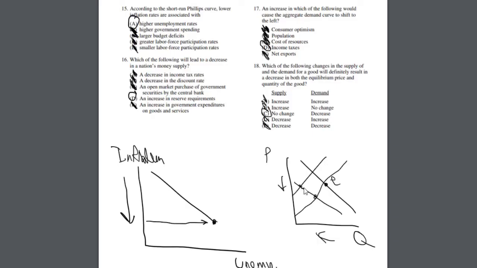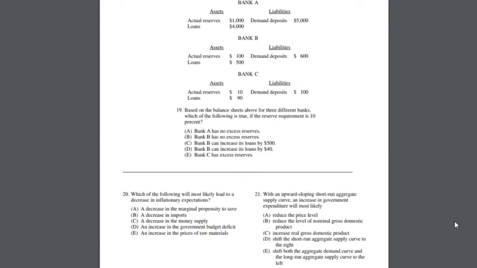So the price could remain the same, but quantity will decrease. If the supply curve shifts to the right, the price will decrease, but quantity, again, we don't know. So that's just how it is. Okay, so this is looking like a tricky one here.